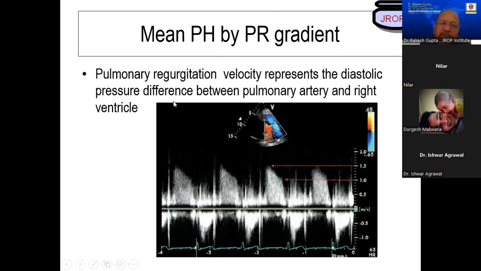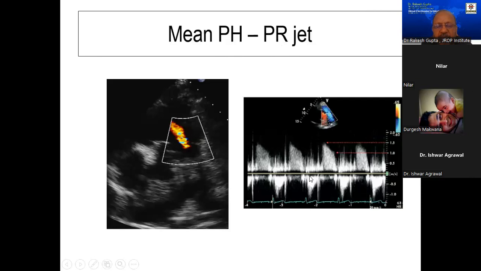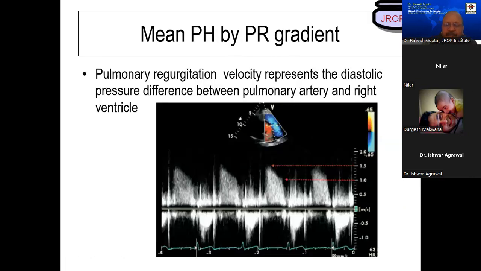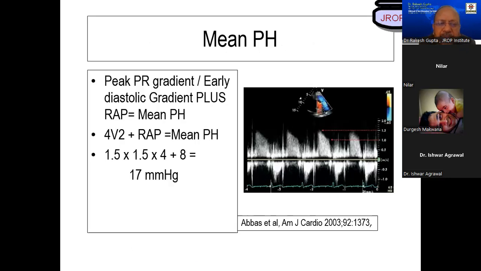Last method is by looking at the PR jet. How do we look at the PR jet? Here's a flow across the pulmonic valve. There's a significant amount of regurgitation. You look at the early diastolic velocity of the PR jet, add RA pressure to it, it will give you mean pulmonary artery pressure. Suppose this is 1.5, 1.5 into 1.5 into 4 is considered as mean pulmonary artery pressures.